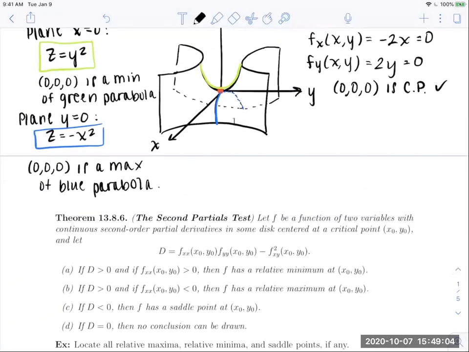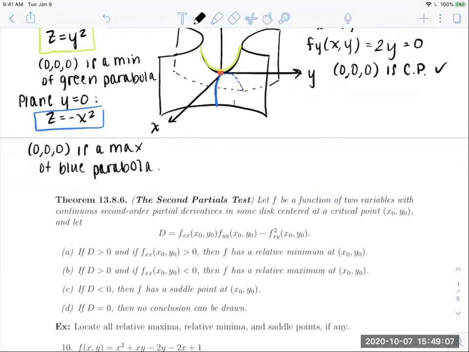All right, so Theorem 6 says the following. Let f be a function of two variables with continuous second order partial derivatives in some disk centered at a critical point. We're going to define D to be this expression. Personally, I like to express it as D of x naught, y naught. You'll notice that they've evaluated these second order partial derivatives at the critical point. And then we're going to use this D expression in order to classify the critical point x naught, y naught, right?